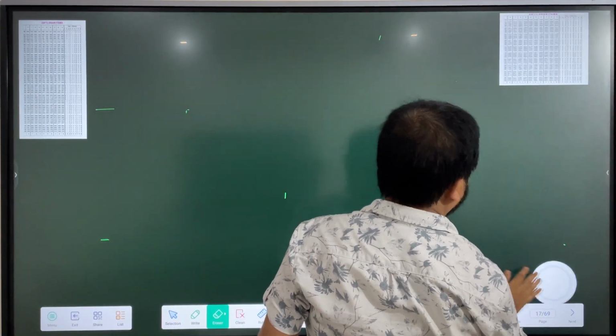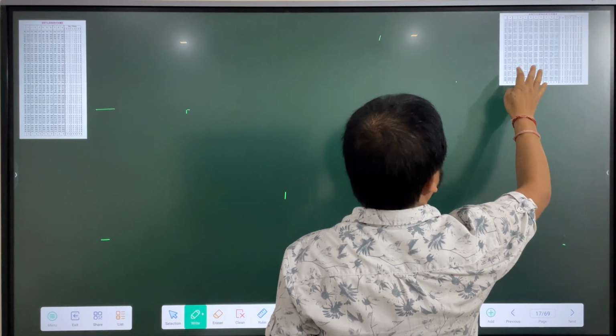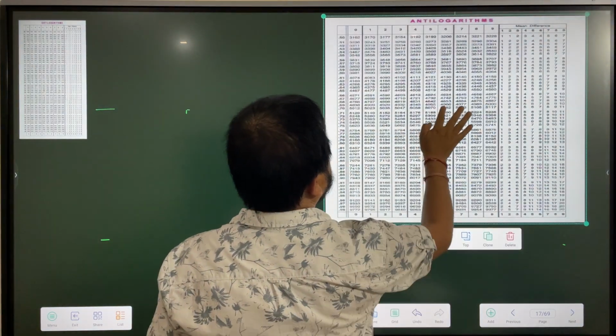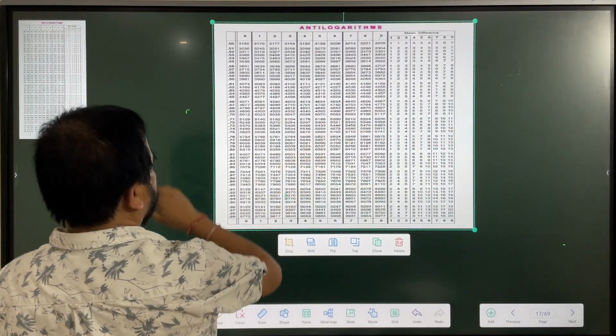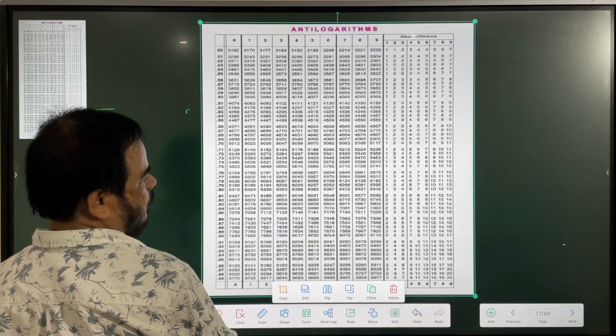Just now one sum was done using that antilog table. We can use this one. The previous antilog table was there from 0 to 0.49. Here it is there till 0.99.